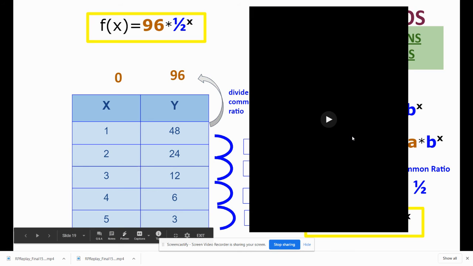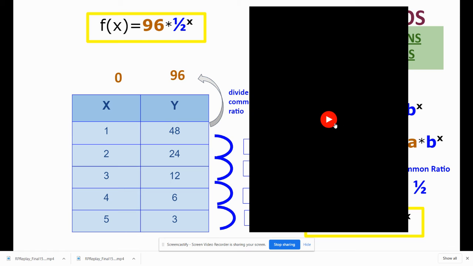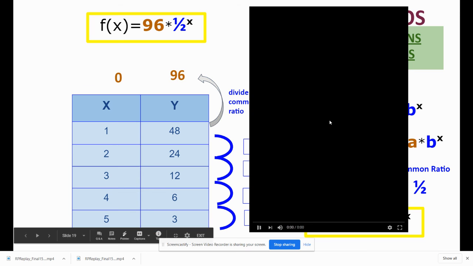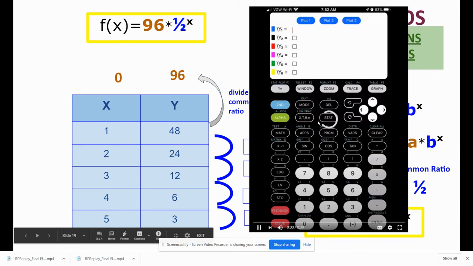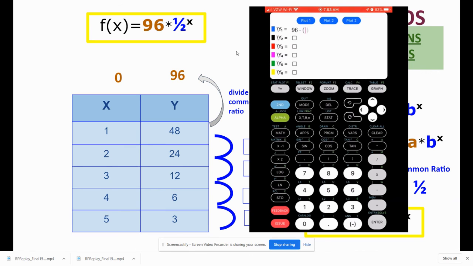Now, you need to check your answers at all times. One of the ways that I used to do this as a kid is I used to put stuff in y equals on my calculator just to see if my answers were correct.